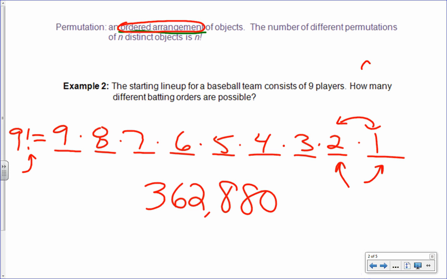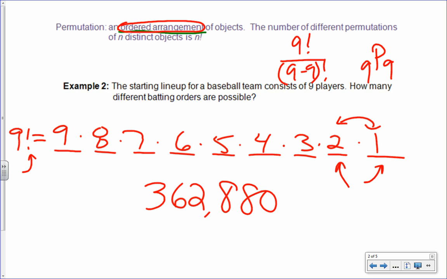Because it's nPr, with n and r both 9. How many of them am I taking? I'm taking all 9, correct? Let's see how this formula works. So it's really 9 factorial over (9 minus 9) factorial.